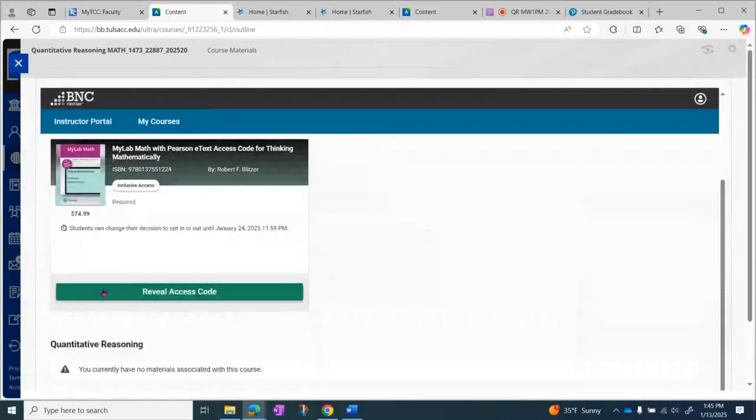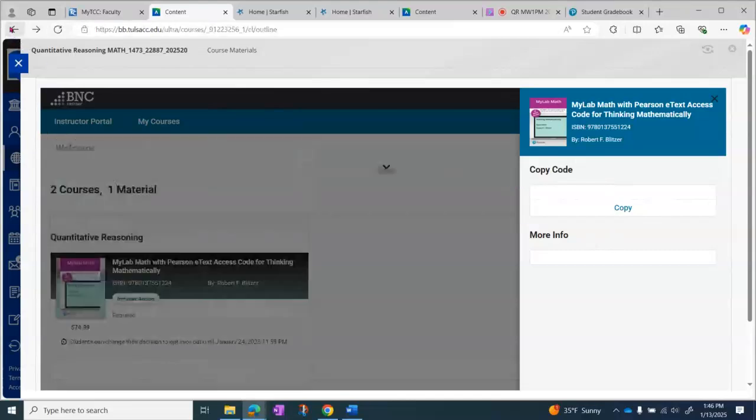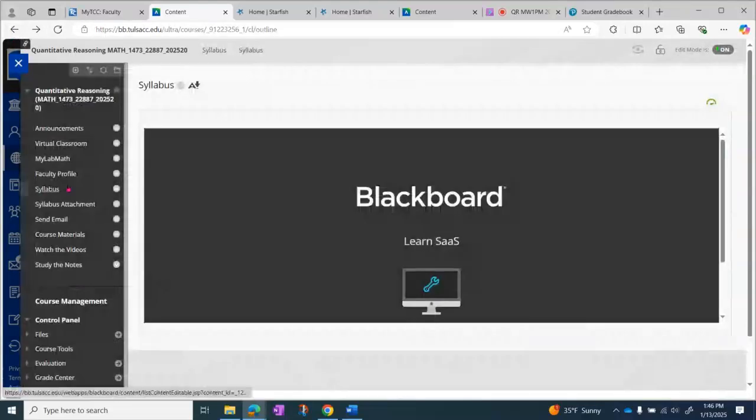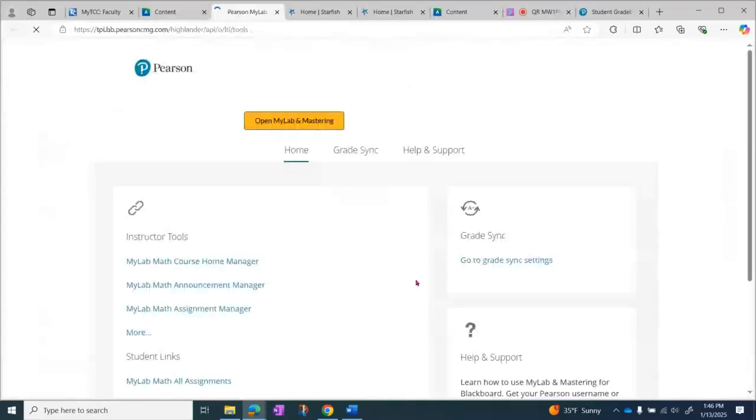And you should see a blue bar that says review access code. You click that. And on the top right corner, you have an option to copy the code, right? And that's where you copy the code. And once you have the code copied, you go to MyLab Math and you continue from here. The website will guide you through the process. You need to create an account.